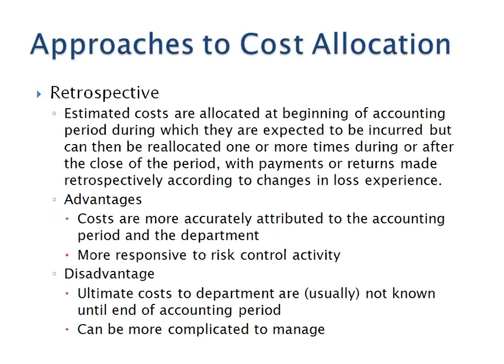On a retrospective, we start at the same point. We estimate costs are allocated at the beginning of the accounting period during which they're expected to be incurred, but this is where it changes, they can then be reallocated one or more times during or after the close of the period, with payments or returns made retrospectively according to changes in loss experience. I'll use the Rayleigh's example here: they would do the initial allocation, but then each period they would get a report. They had 13 reporting periods in a year.